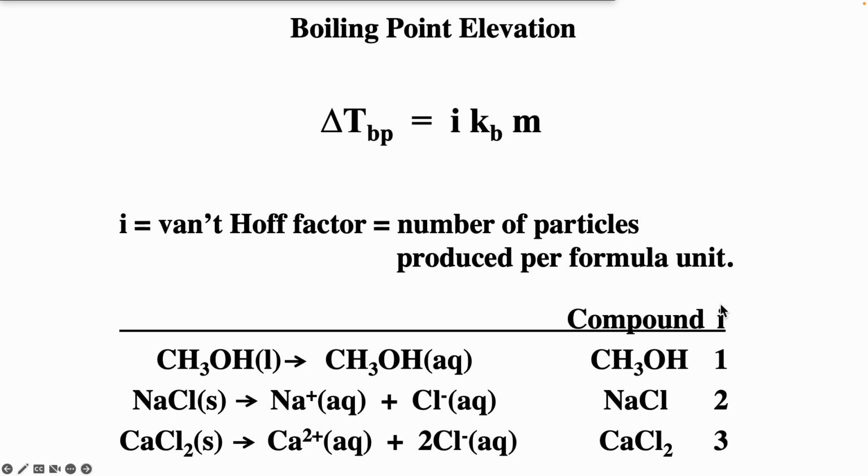And for the van 't Hoff factors, if you're looking at methanol, it doesn't break apart. It's a non-electrolyte, and so its van 't Hoff factor is 1. For sodium chloride, when it dissolves in water, you get a sodium ion and a chloride ion, and so you have a van 't Hoff factor of 2. Calcium chloride, you get calcium ion and 2 chloride ions, so you have a van 't Hoff factor of 3.